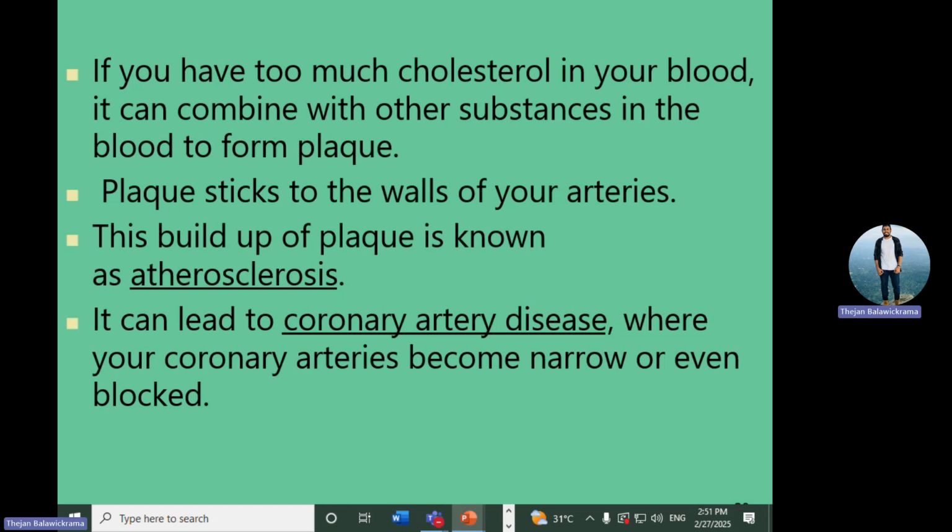Then what happens? The excess cholesterol which is present in the blood right now, because we have taken extra, is going to react with and combine with other substances in the blood. Not at the normal level. The moment we exceed the cholesterol level, the excess cholesterol combines with the other substances present in the blood, and that forms a thick layer. Now what is happening? That is going to deposit on the walls of the arteries.